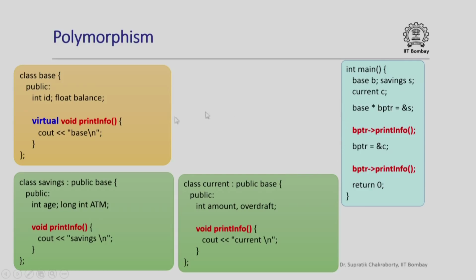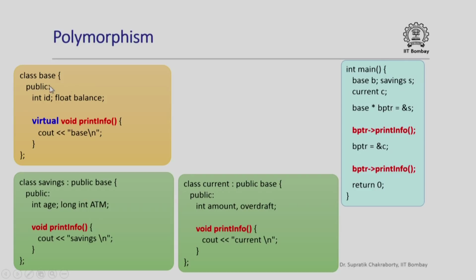the previous slide. However, here, since in the base class I have declared printinfo to be virtual, when the compiler compiles this main function and when it encounters BPTR arrow printinfo over here, it actually does not go and try to put a call to the printinfo member function of the base class, although BPTR is pointing to the base class. Instead, what it does is, it says that at runtime we will determine what BPTR is really pointing to, because I have specified printinfo to be virtual, and then depending on what it is really pointing to, we will call printinfo.